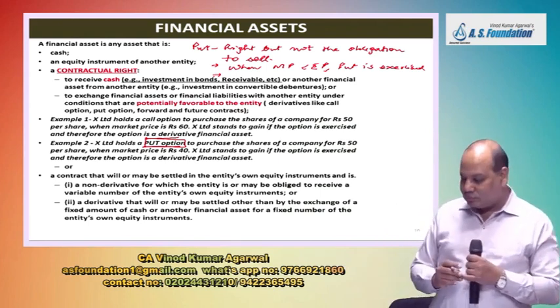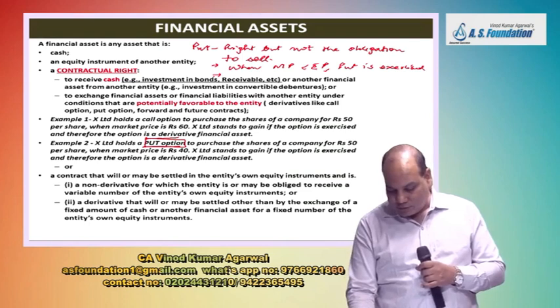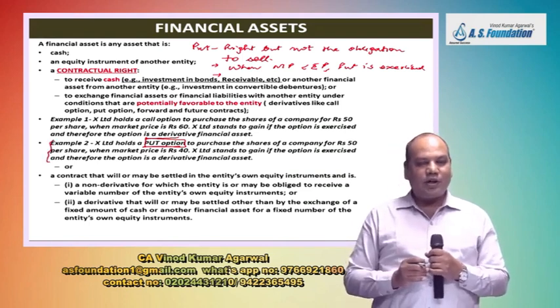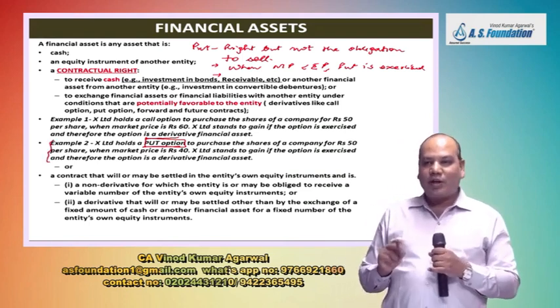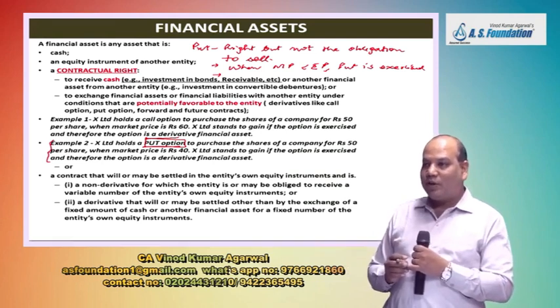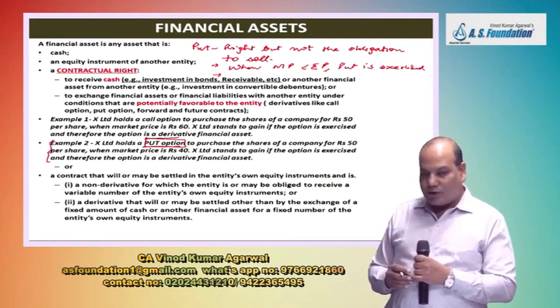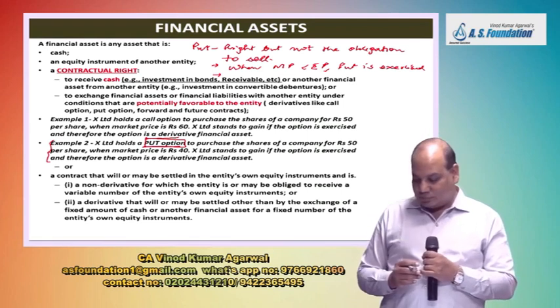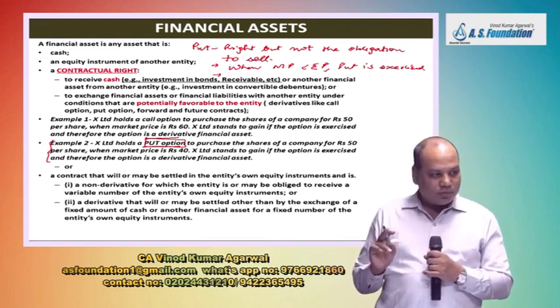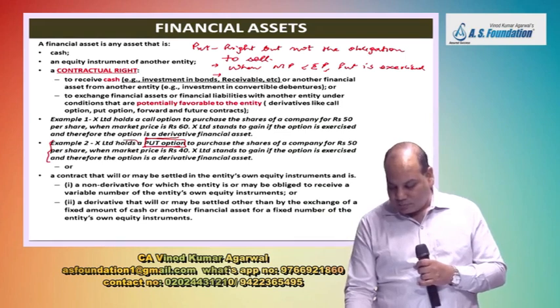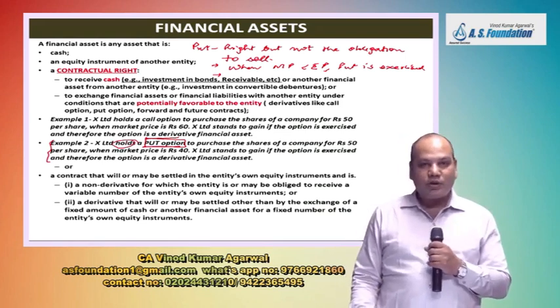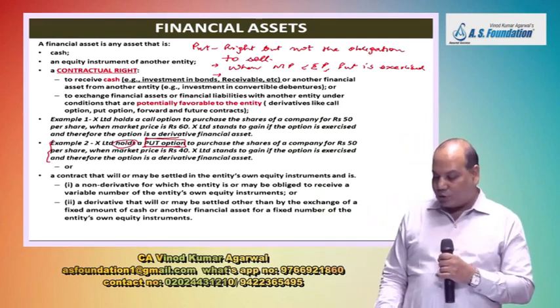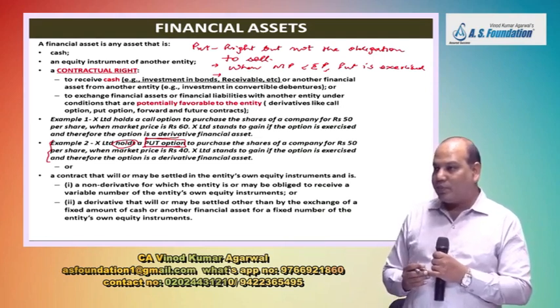Is it right? After this understanding, now read this example and tell me whether this contract has become a financial asset for X Limited or not. X Limited holds a put option. Means X Limited is a holder. Right to sell, but not the obligation to sell.